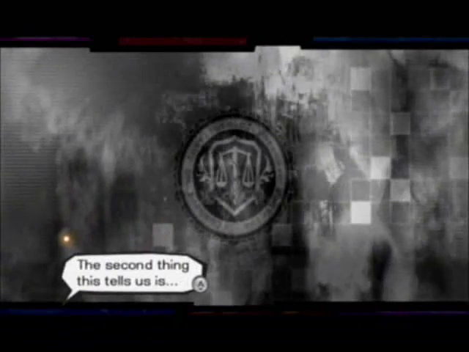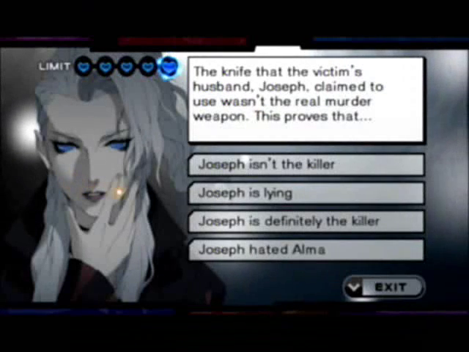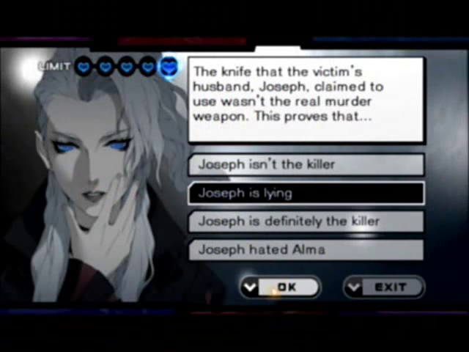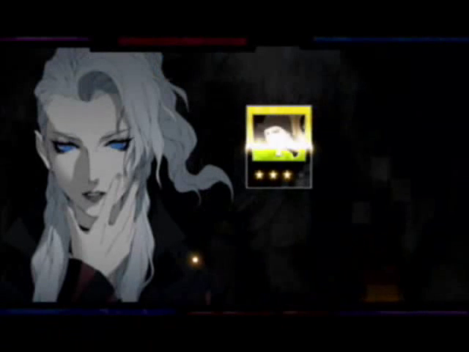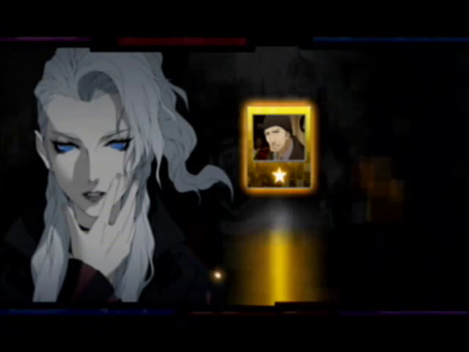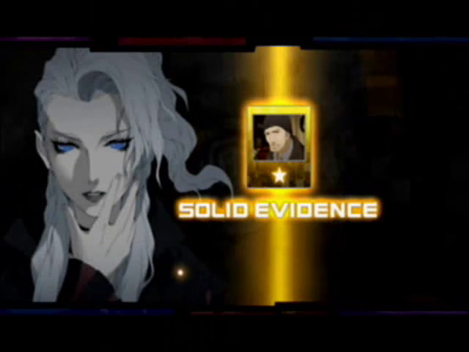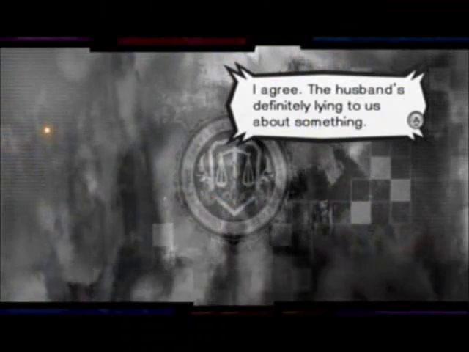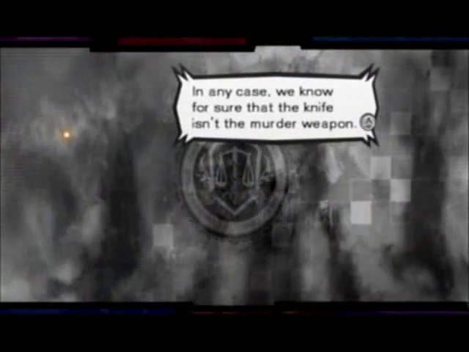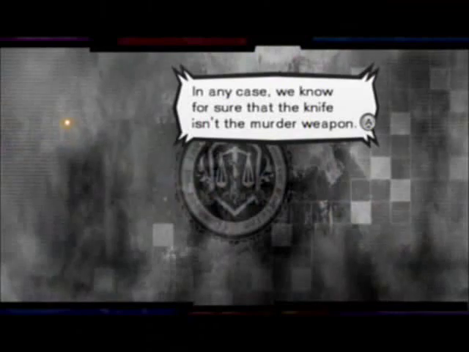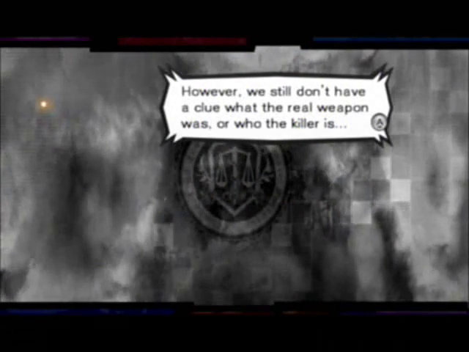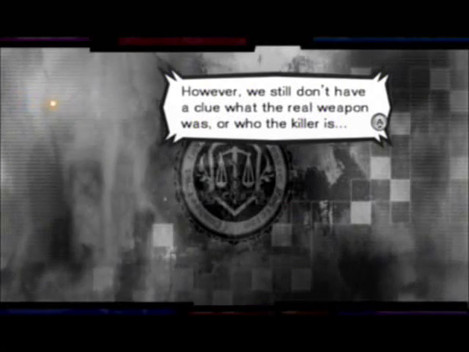The second thing this tells us is... Joseph's lying, right? Wow, that's a really fast gold evidence card. I agree. The husband's definitely lying to us about something. In any case, we know for sure that the knife isn't the murder weapon. However, we still don't have a clue what the real weapon was, or who the killer is.